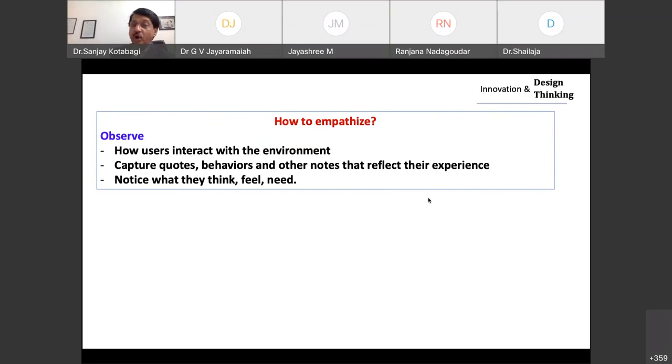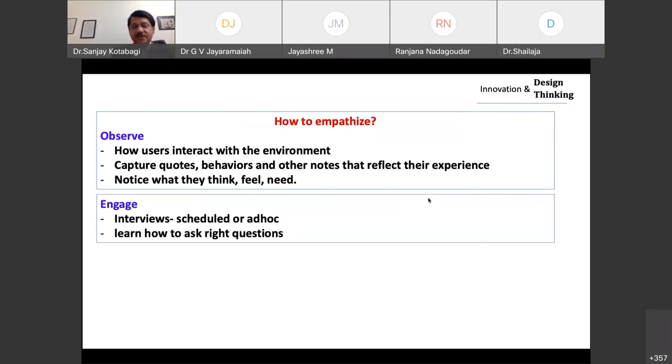First, observe how the users are interacting with the environment. Capture certain codes, behavior, and other notes that reflect their experience. Notice what they think, feel, and need. It's the first level of empathy. Now going deeper into it: first, I make all the observations and collect them without attaching my understanding to it. Please, I'm repeating, never ever become judgmental. When you become judgmental, you miss certain things from recording. You say, hey, it doesn't work, it's a minor one, don't write it. But actually, that could be the change-making line which brings in a lot of details about the observations. So we should never miss any of the minor observations.